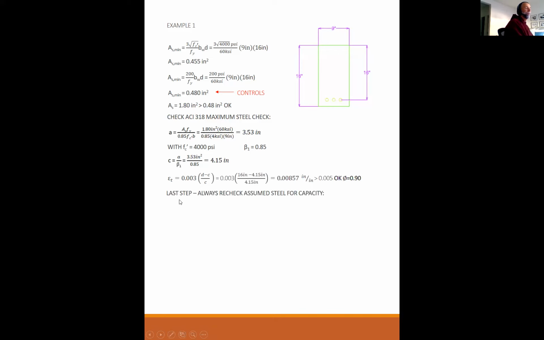Now, last step. Just because you're providing more steel than the equation or the table told you does not guarantee that you have sufficient capacity. You always have to check it.